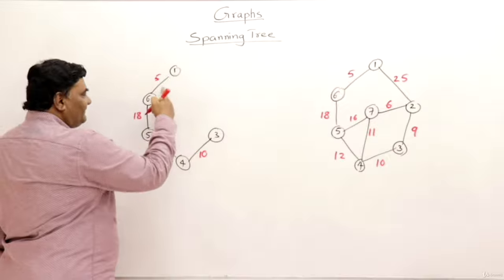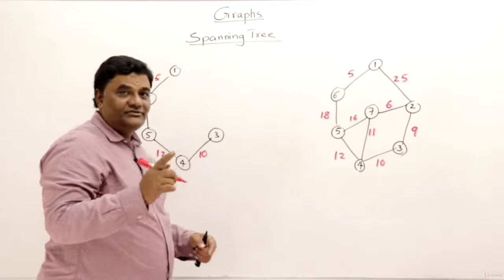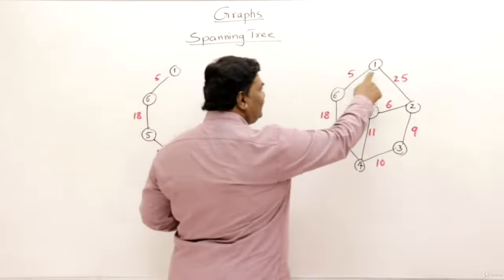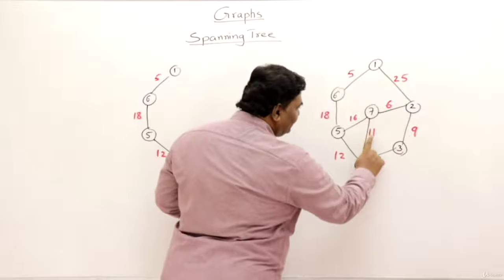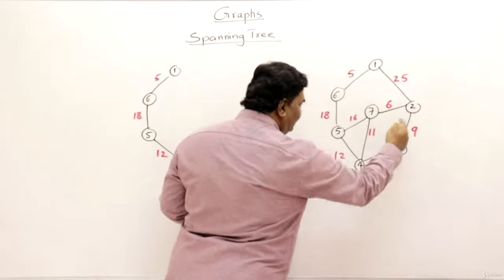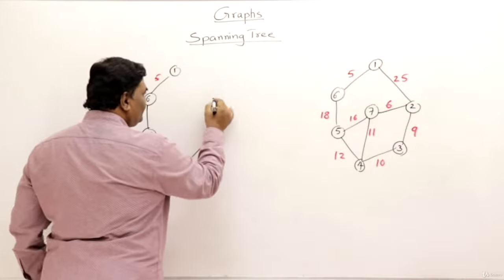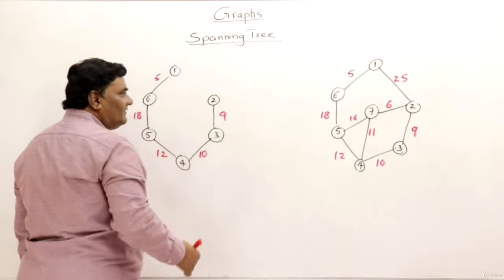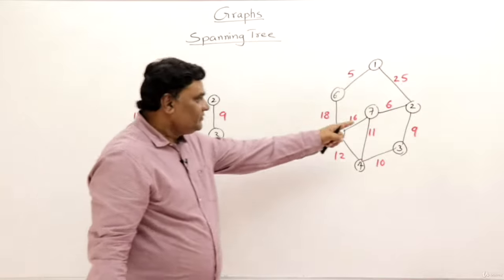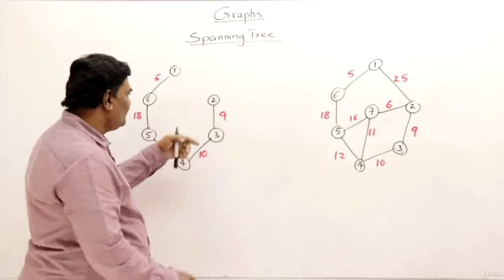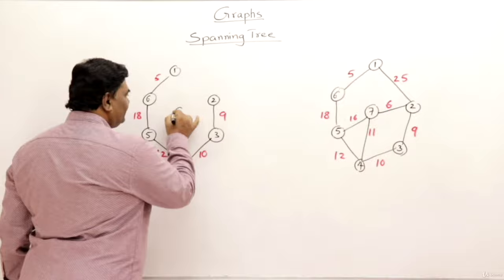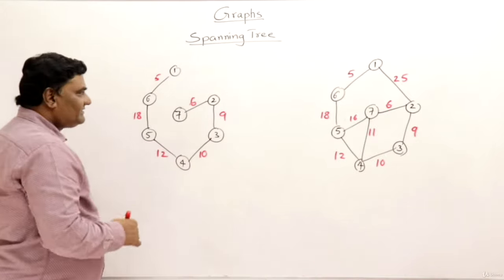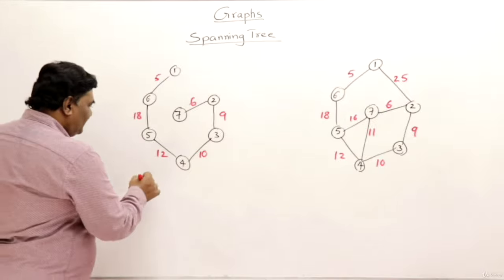Now the selected vertices are 1, 6, 5, 4, 3. We have to select the minimum one which is connected to any one of these. So from 1 it is 25, this is 16 and this is 11, and from here 9 is there. So okay, select that as minimum. So 2 and it is 9, weight is 9. Then the next minimum is 2 to 7, that is connected to 2. 6.